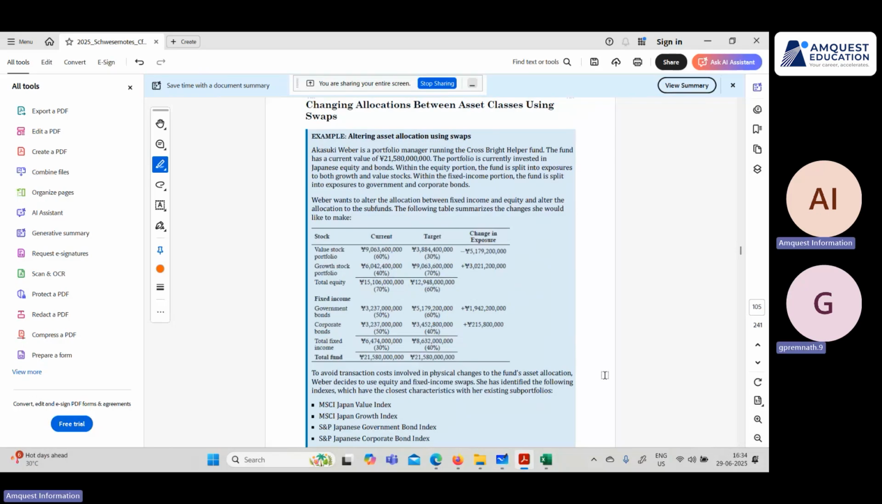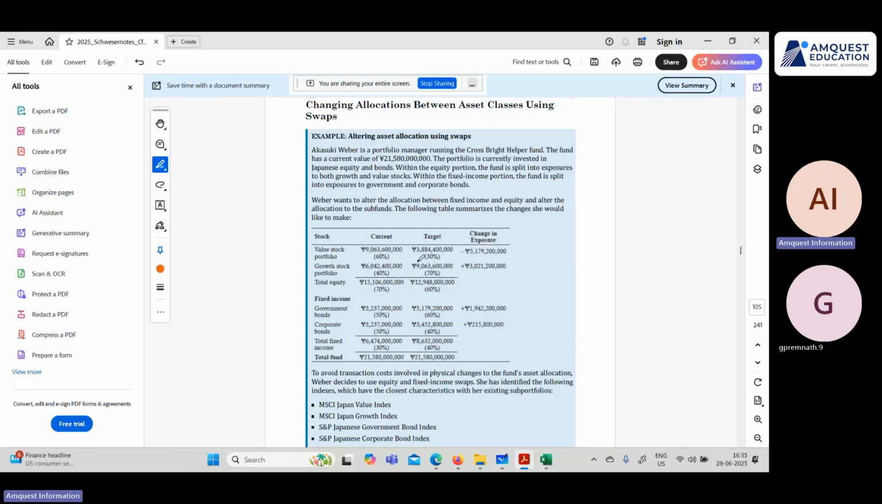You have the closest characteristics with her existing sub portfolios. Okay, I've read it. Should we go down or like basically? No, that's about it. So the question says, which have the closest characteristics with their existing sub portfolios? Yeah. And then just think about this.